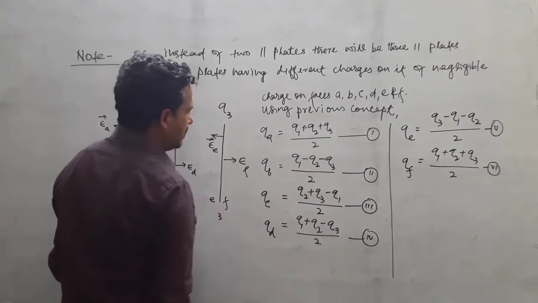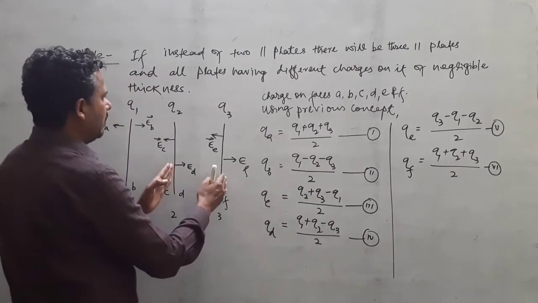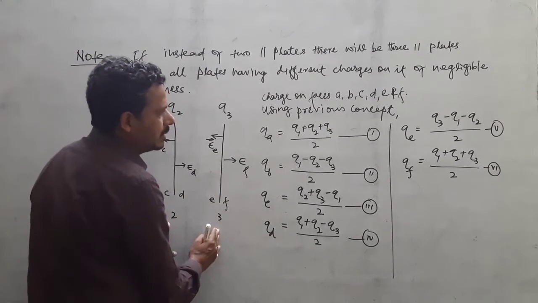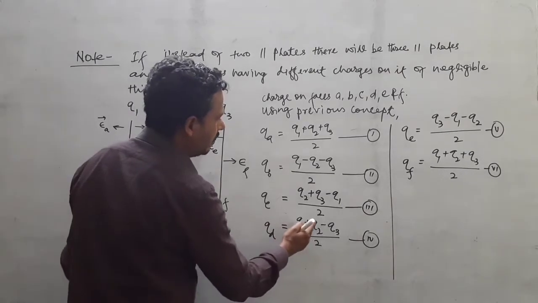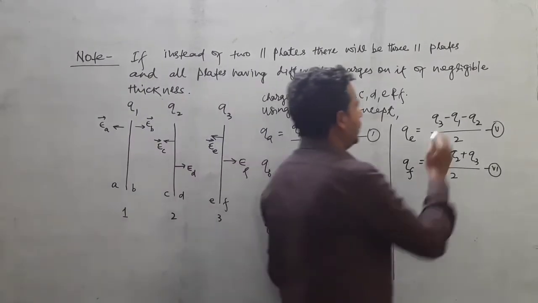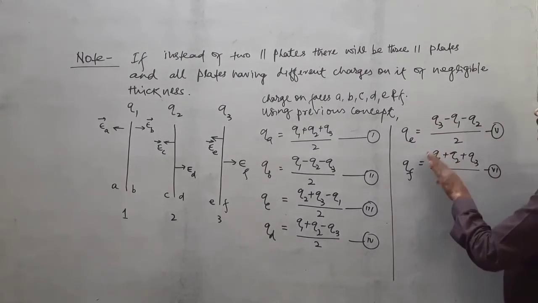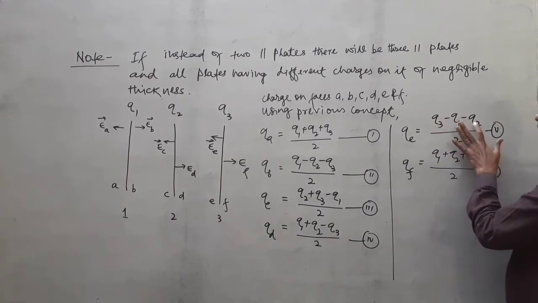As well as the charges in between plates 2 and 3, you will get the same charge but opposite in nature. You can say Q1 plus Q2 minus Q3, and whenever you take the negative outside, you will get the same Q1 plus Q2 minus Q3.